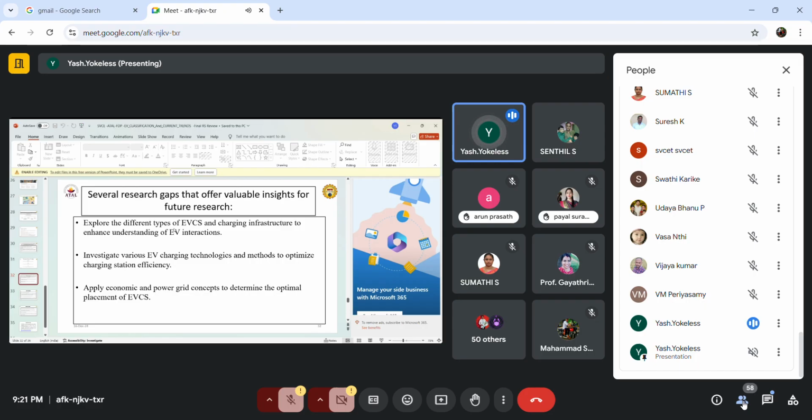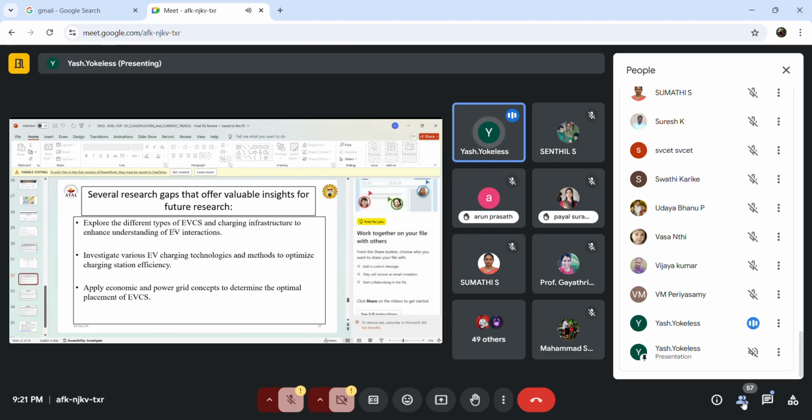Those areas you can go with for research: various EV charging technologies and methods to optimize EV charging and reduce the timings. Integration with the EV, smart metering, and how to integrate with non-renewable and renewable energy sources. Those are the recent research topics. Then optimal placement of EV converters, the power grid, all those things. These are the future research gaps available.